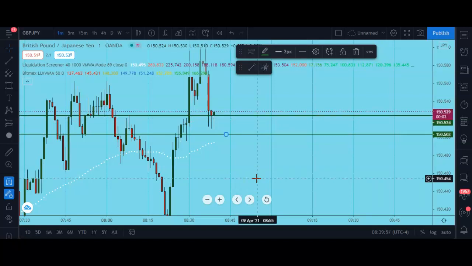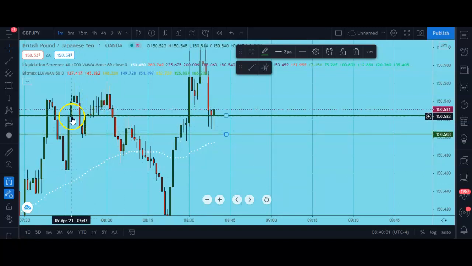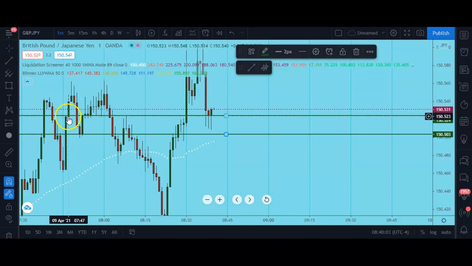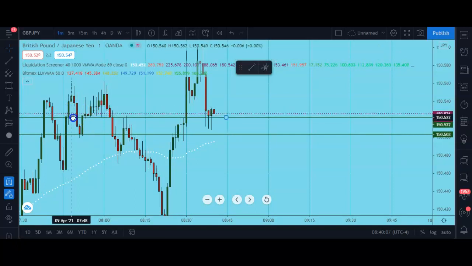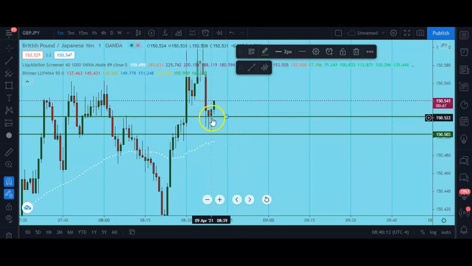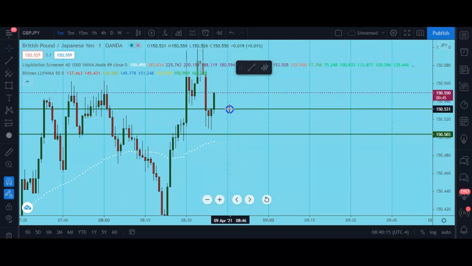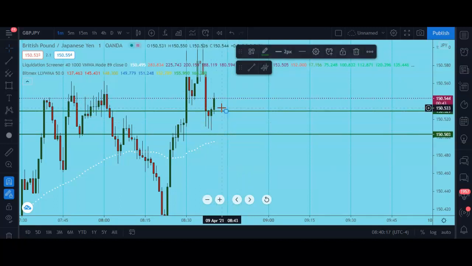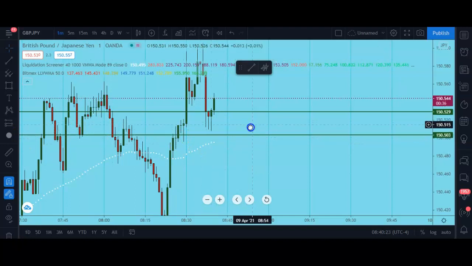There we go. That closed above that, because it closed above this support and resistance. Support and resistance right here is right there, and it closed above it. All right, so this closed above this resistance, so I'm expecting for price to remain above this line. Didn't quite get down to here, but got close enough.